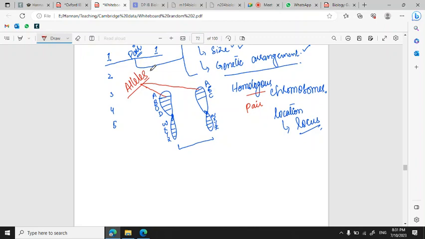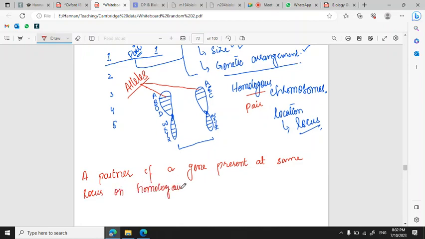Alleles. Let me give you the definition of an allele. An allele is a partner of a gene present at the same locus on a homologous chromosome. This is a partner of a gene or part of a gene, or another word that can be used is alternate form.